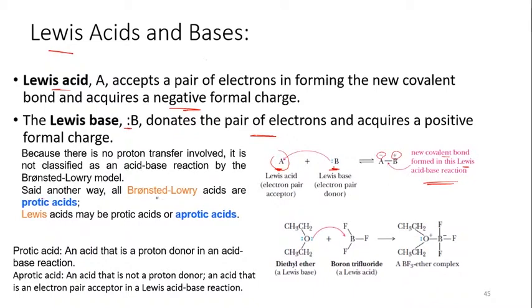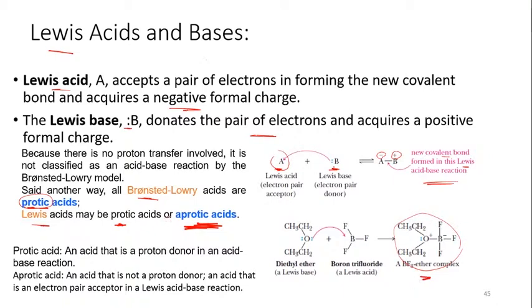We could say that all Brønsted-Lowry acids are actually protic acids. By protic, we mean it contains protons. But Lewis acids can be protic acids, containing protons, or they can be aprotic acids. They can form in the absence of any protons. Like in here, diethyl ether is a Lewis base that donates its electrons to boron trifluoride, and in that case a covalent bond will form between both of them, and the new boron trifluoride ether complex is actually the Lewis acid-base complex.